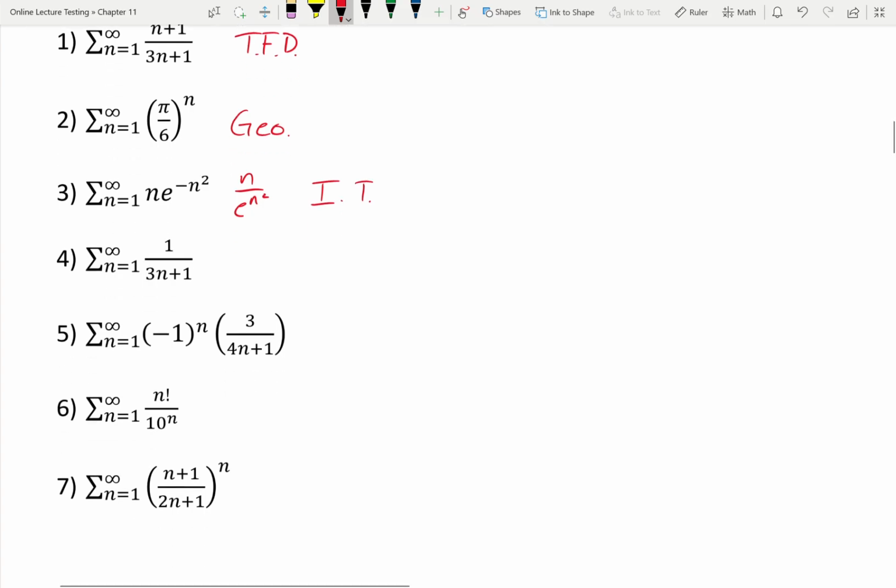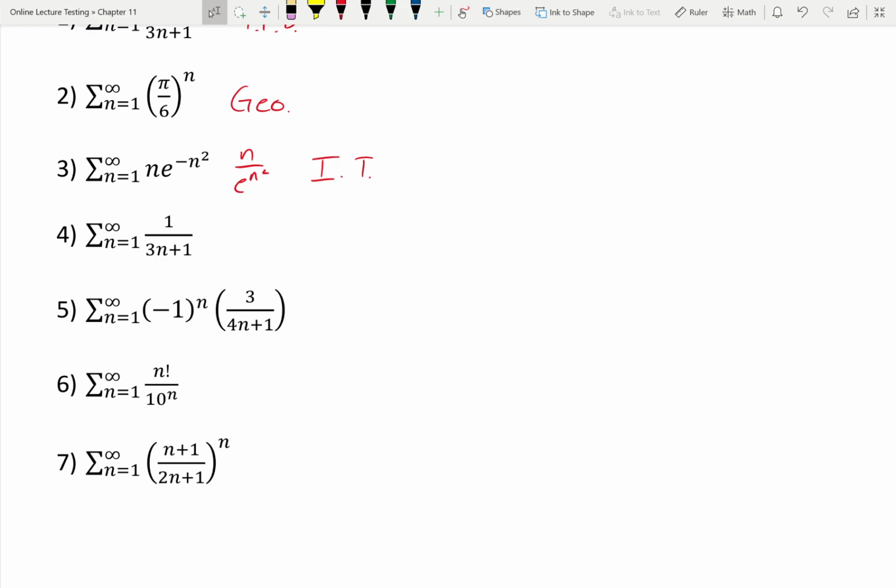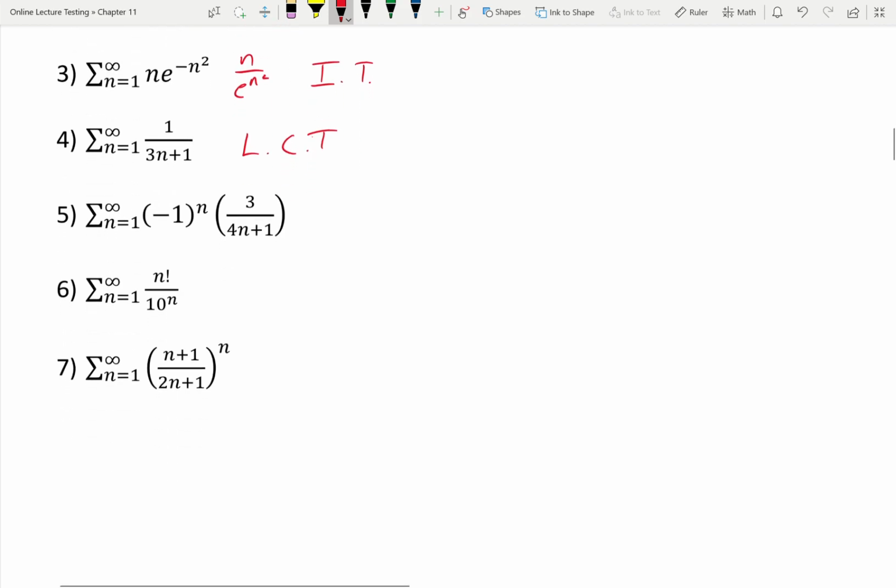All right, number 4. We have 1 over 3n plus 1. I'm probably going to use one of the comparison tests on it, more than likely the limit comparison test. All right, number 5. I see negative 1 to the n, automatically AST, alternating series test. Number 6. I see factorial, immediately going to go for ratio test. And the last one, I see everything raised to the power of n, root test.